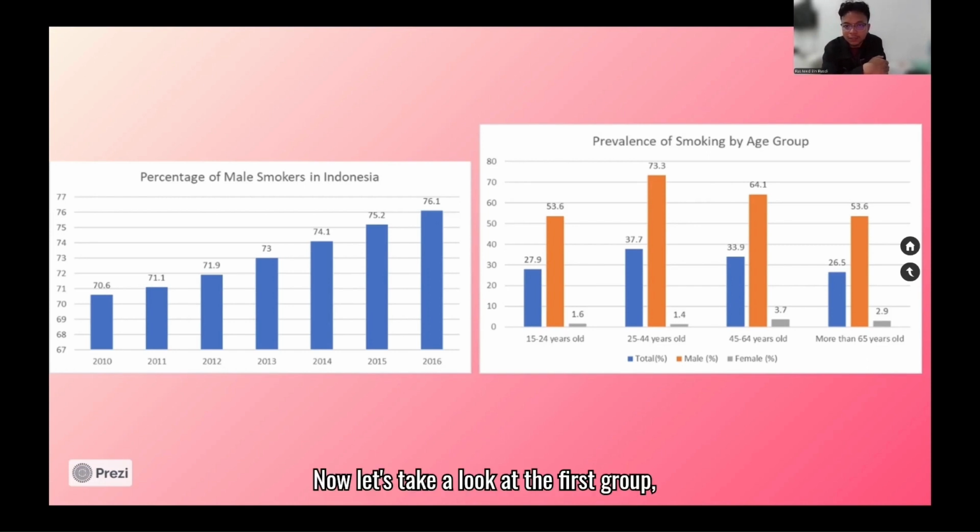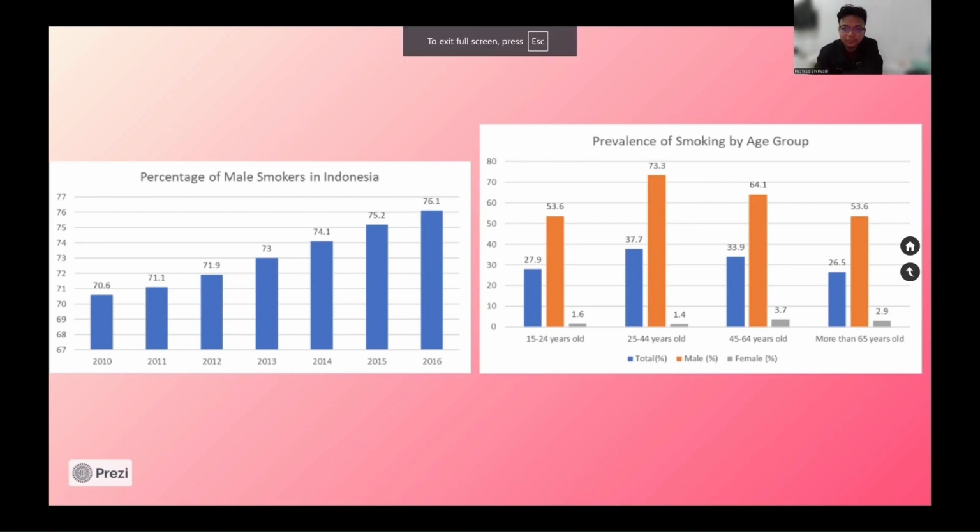Now let's take a look at the first group, which is for 15 to 34 years old. This particular age group is the starting point or starting age for all of these smokers, which is why they are the main focus for tobacco marketing, because they are in the phase of exploration or want to try new things and have a tendency to follow new trends, including the trends of using tobacco.